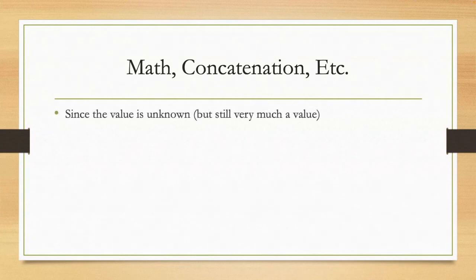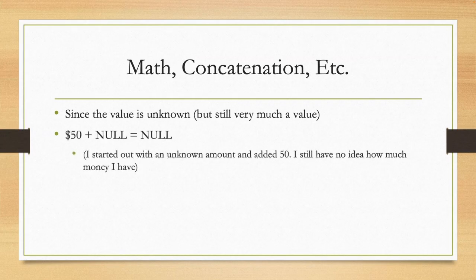When you start to do math and concatenation, since a value is unknown, but still a value, doing things like adding values to an unknown value are going to end up with an unknown value. So if somebody hands me $50 and they don't know how much money I have, I don't know how much money I have in my pocket, so it's unknown. And you might think, well, you can be assured that's a positive number, right? Not necessarily. I could have a negative amount of money in my pocket. I could have an IOU. So I still don't know how much it is. I don't know anything about the magnitude of this value. So have to be careful with that.